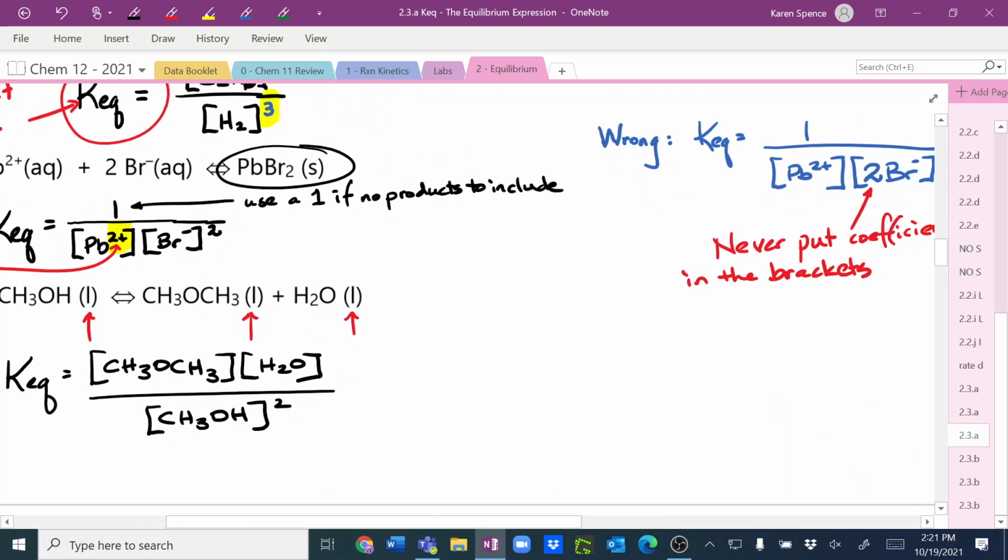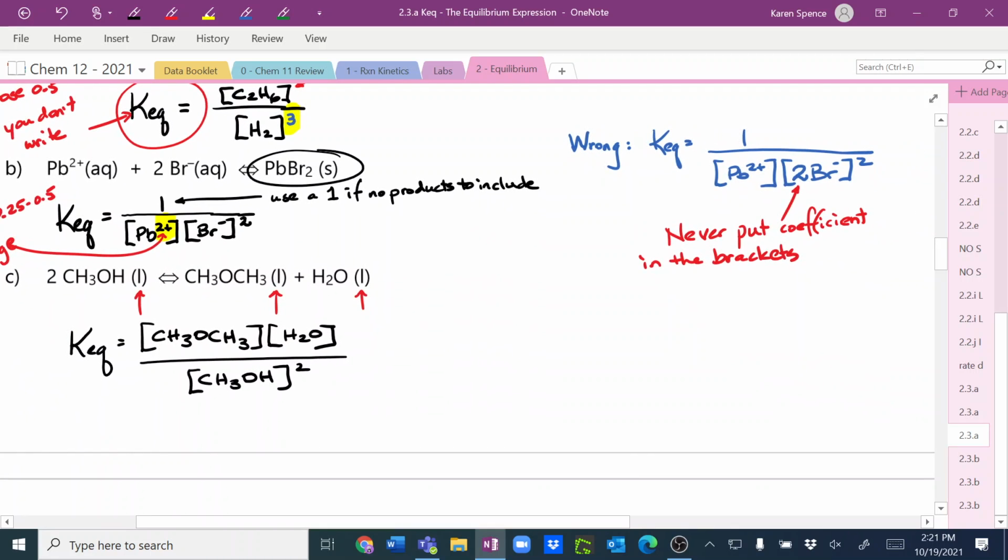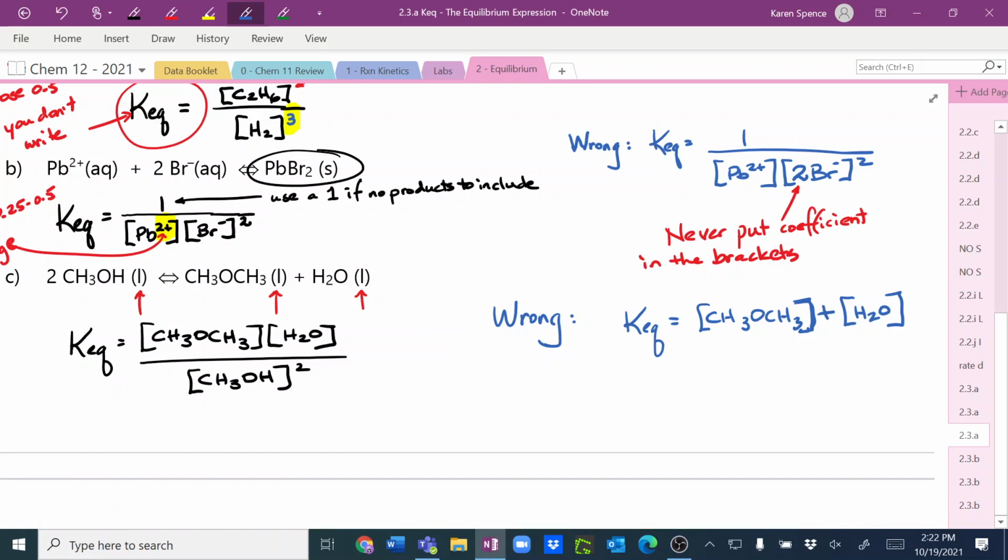Okay, I'm going to show you another thing you could do wrong, and this one's just kind of random. It's like my brain had a glitch. Uh-oh. So this would be wrong. Where did that plus sign come from? They just got excited and put a plus sign in there.